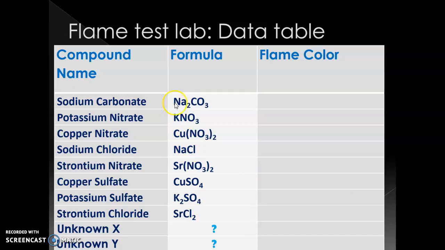You're going to determine your unknown, because it will be a metal from one of your knowns. The metals are sodium, potassium, copper, and strontium. The second part of the formula is the non-metals, what we call polyatomic ions. So primarily what you're testing is the front element in a flame test.